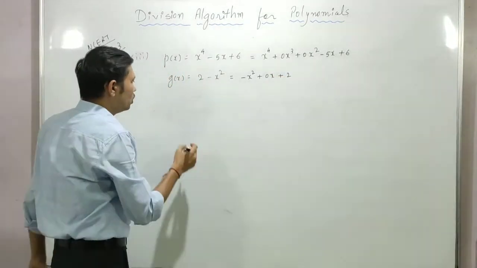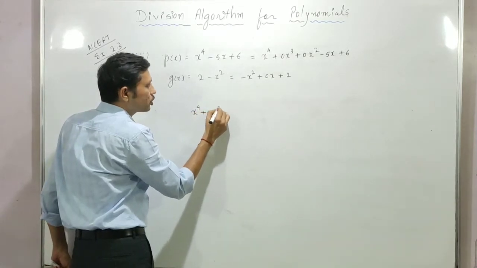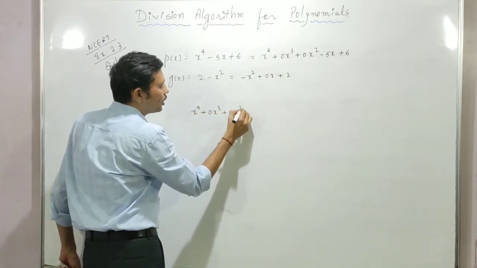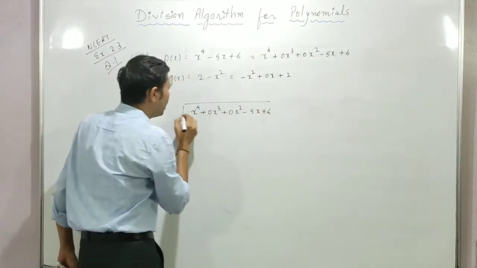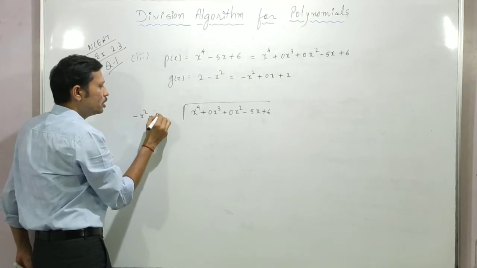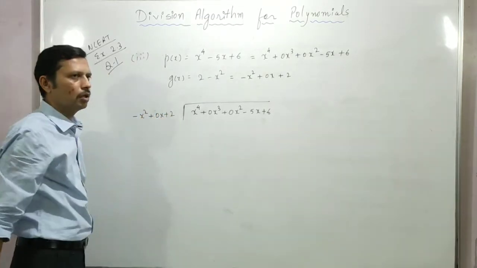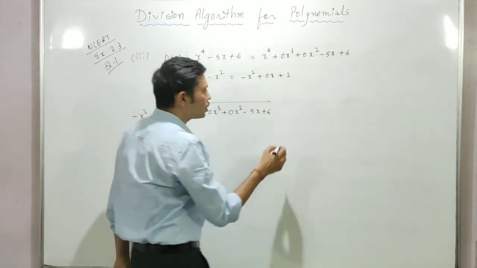Okay. Now our dividend x to the power 4 plus 0x cube plus 0x square minus 5x plus 6, that we will divide by what? The divisor, minus x square plus 0x plus 2. Now let's derive the quotient terms one by one. Now the first term of the quotient.